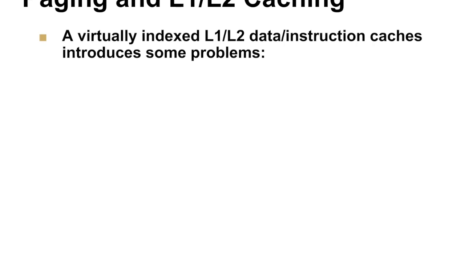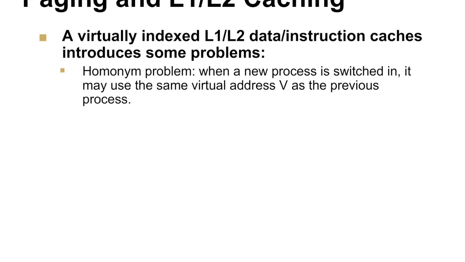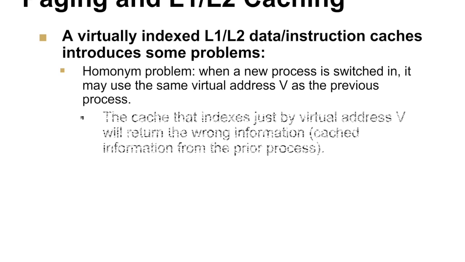So using this introduces some problems. There's something called the homonym problem, in which two processes use exactly the same virtual addresses as the previous process. And therefore, we could have hits on that cache. So there's got to be ways to adjust the virtual addresses so that we don't return that wrong information. And there's a couple ways we could do it.